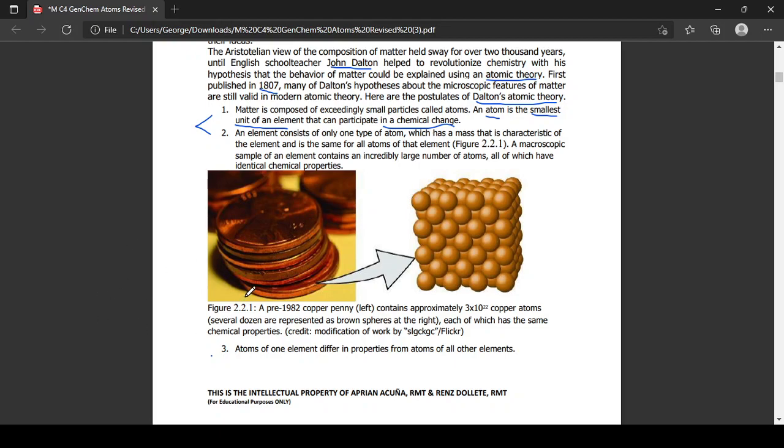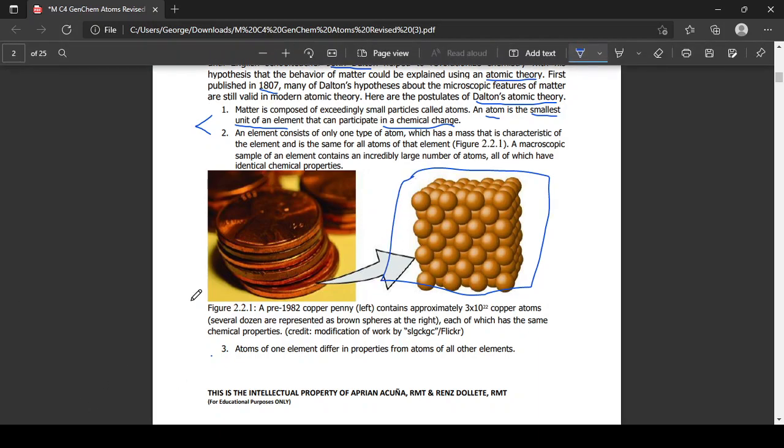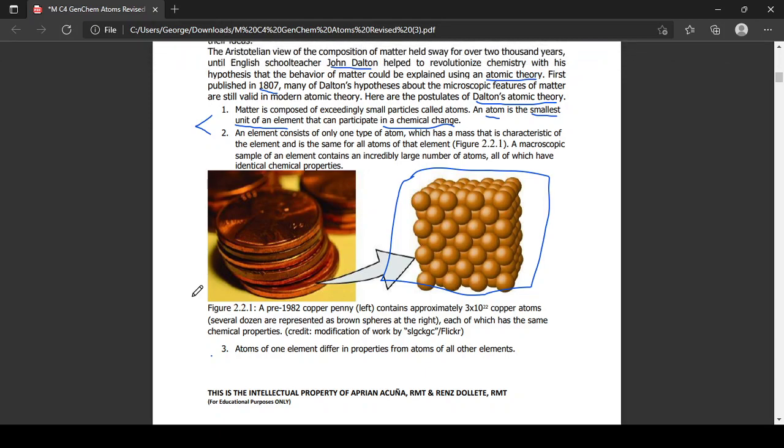Let's look at the comparison of your copper penny. Kids, the comparison shows a pre-1982 copper penny on the left, which contains approximately 3 times 10 raised to the power of 22 copper atoms, each of which has the same chemical properties. On the right is the representation of your pennies.